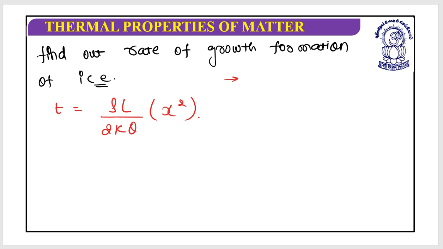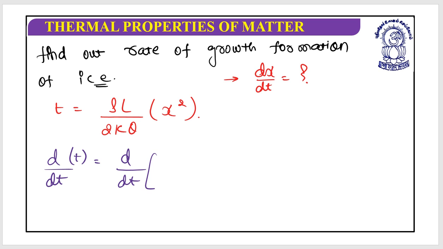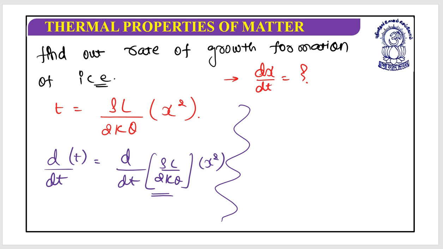So what do you want? You want dx by dt, that is equal to what? So let's differentiate this on both sides with respect to t. Then this will give me d by dt of t, which is equal to d by dt of rho L by 2k theta into bracket x square. All these terms are constant. So this is equal to 1, which is equal to rho L by 2k theta into d by dt of x square.